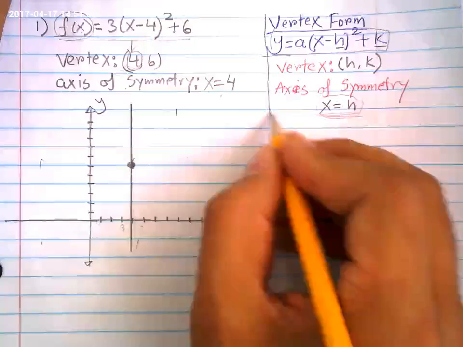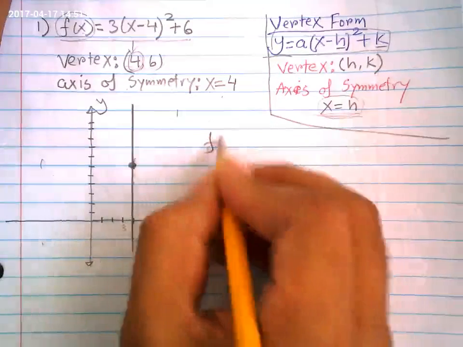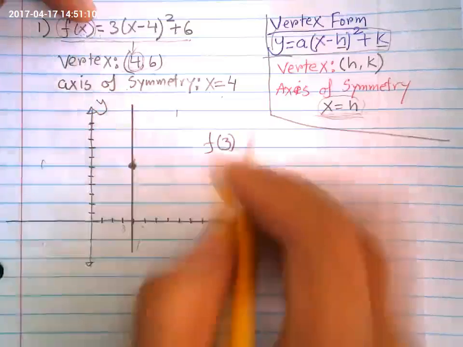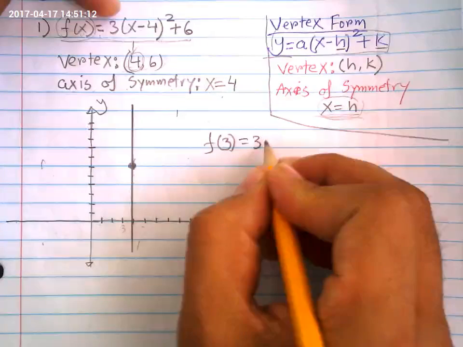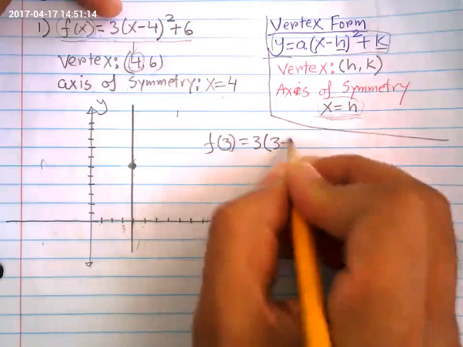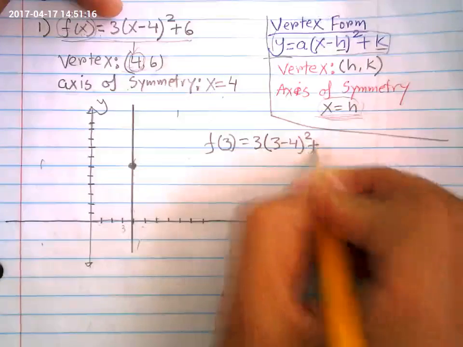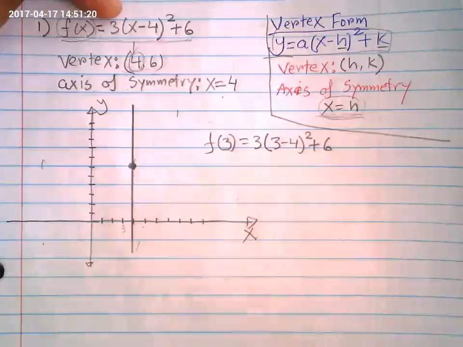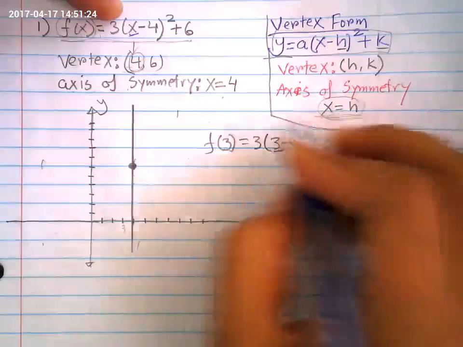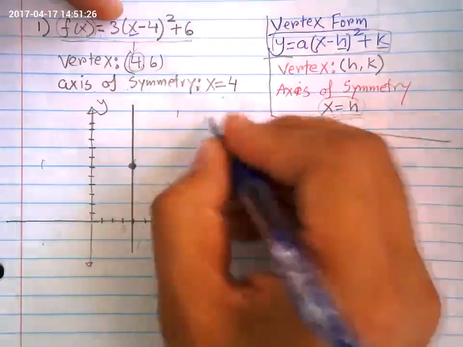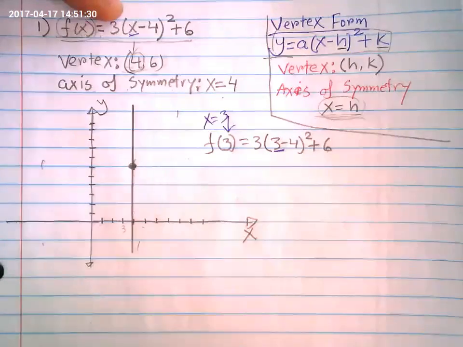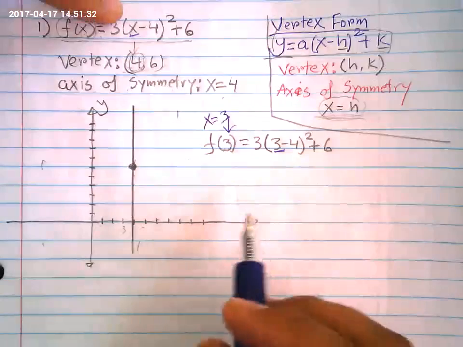So let's see. F of 3 from here. F of 3 equals 3 parentheses 3 minus 4 squared plus 6. We following? In the place of x, you put 3. You put 3 because you got that from the mirror. So it could be 5. It could be 5. You get the same answer. I'm going to show you how you get the same answer.